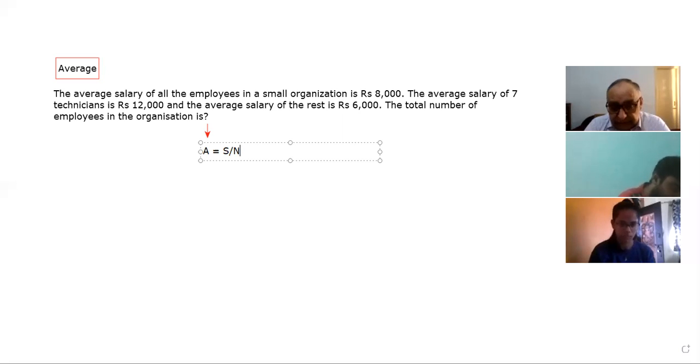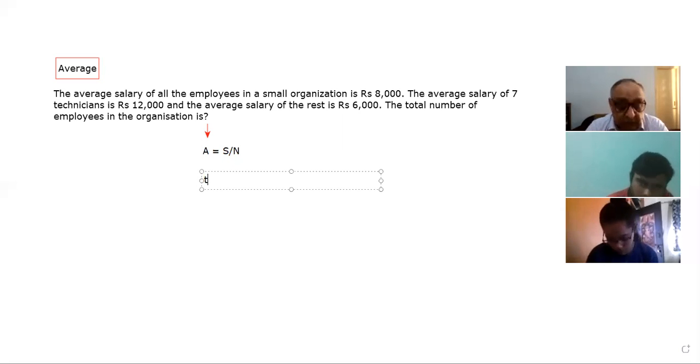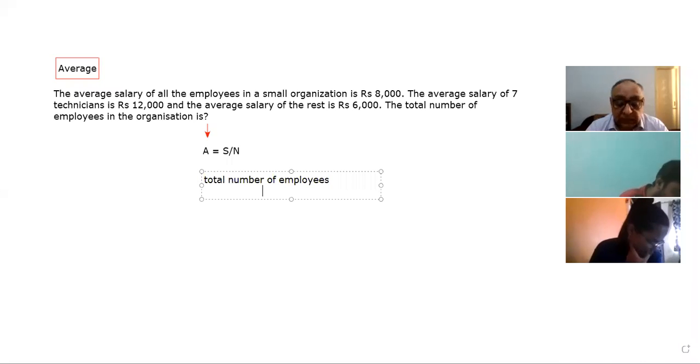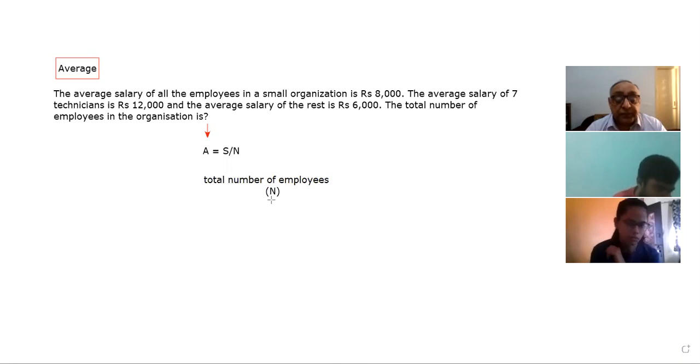So here it is given that an organization has a number of employees. We don't know what is the number of employees in the organization. Let's suppose total number of employees in the organization, right? Let's suppose that number is n. N is the total number of employees in the organization.